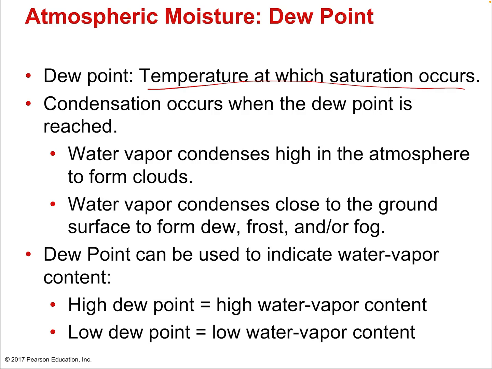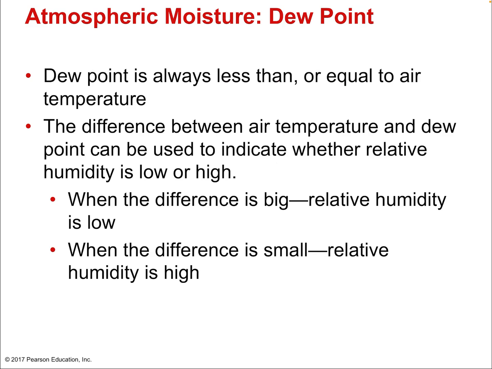And by the way, this whole comment about water condensing high in the atmosphere and forming clouds, often that's the case because the dew point at ground level isn't the same as the dew point hundreds of meters up into the air, because of course it cools as you go up in the troposphere. So the dew point is always less than or equal to air temperature. It's never greater than the air temperature. The difference between the air temperature and the dew point can be used to indicate whether relative humidity is low or high.